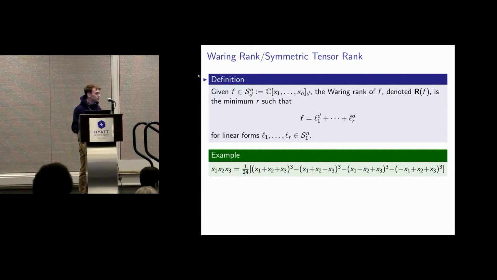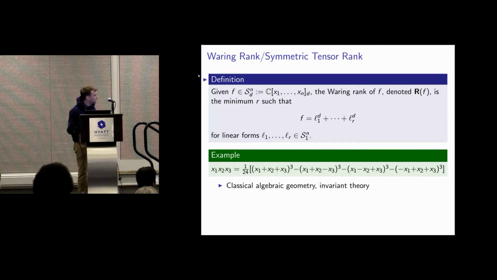Now it actually turns out that the Waring rank of this monomial is equal to 4, but proving that lower bound even is not a simple thing. And in general, saying anything about the Waring rank of a particular polynomial is a very hard problem. And it's not one that I'm going to focus on in this talk.